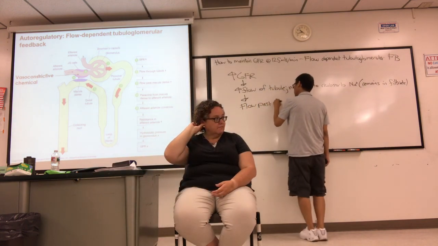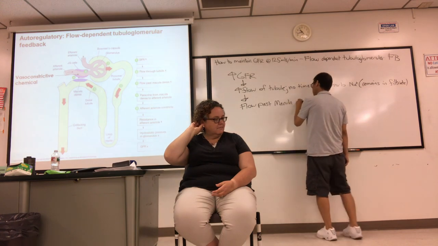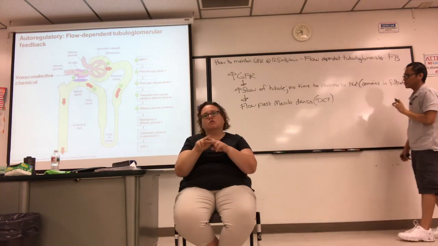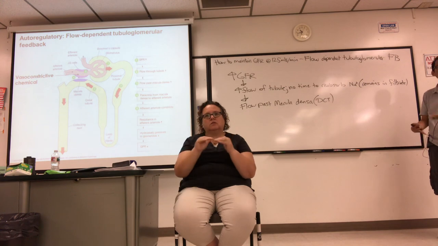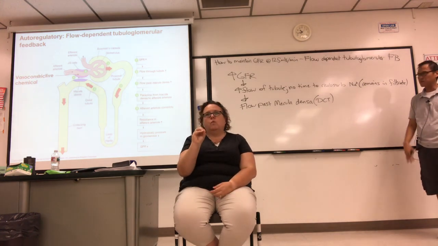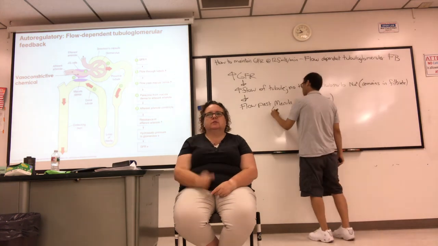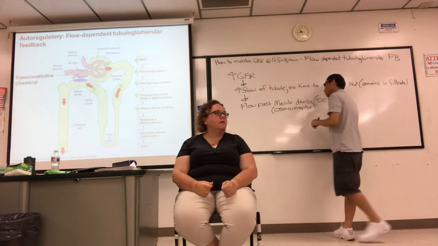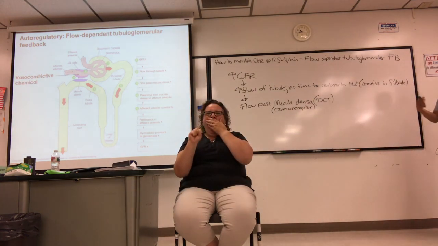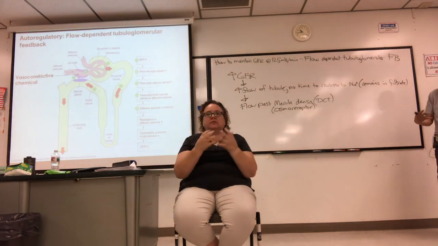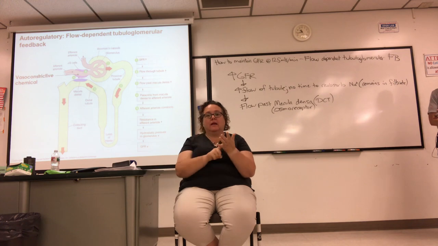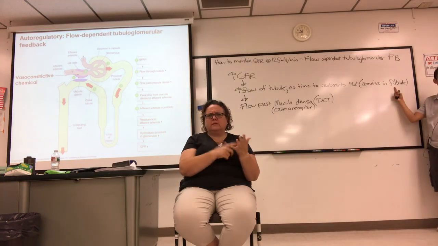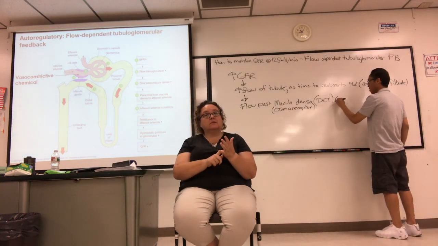Flow past the macula densa. These are cells of the DCT. They are salt sensors. They detect salt levels. We call them osmoreceptors. Salt sensor is a little easier to understand. Osmoreceptor: osmosis, the concentration of salt determines the diffusion of water, right? An osmoreceptor detects the salt level in any fluid. Well, what are the salt detectors going to detect? Salt. They're going to detect the increased sodium.